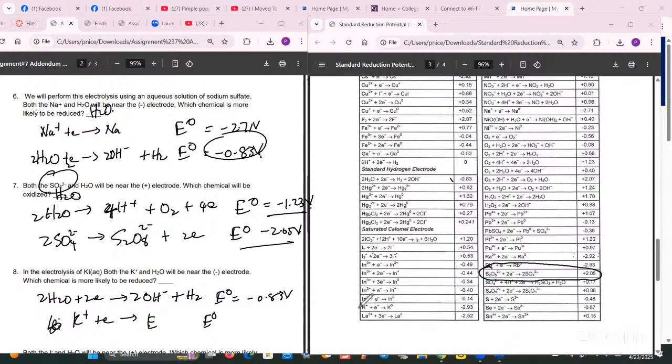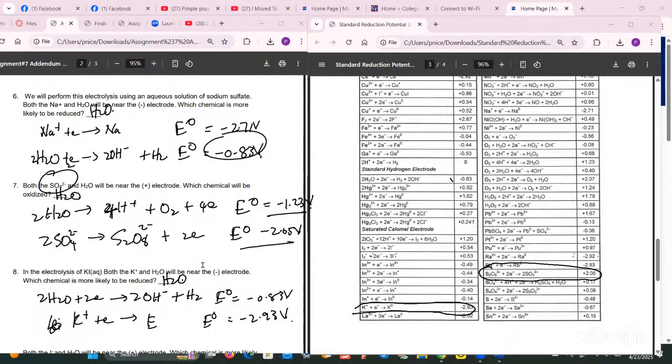So this is what I just found. The EMF value is, according to the table, minus 2.93 volts. So of those two, the water or the potassium ion, which one is more likely to undergo reduction at the cathode? Water, so the answer here would be H2O, all right? Any question about that before I move on to the next page?